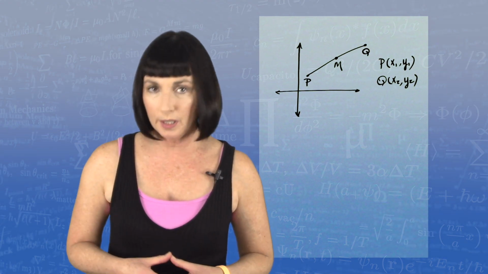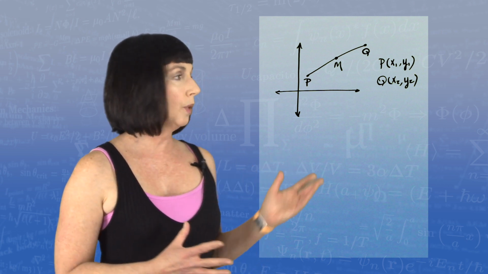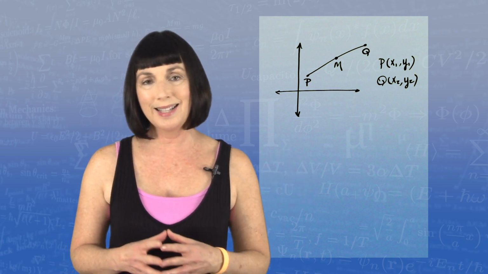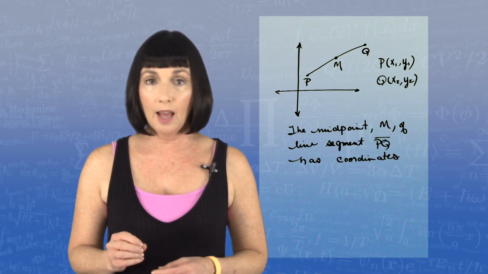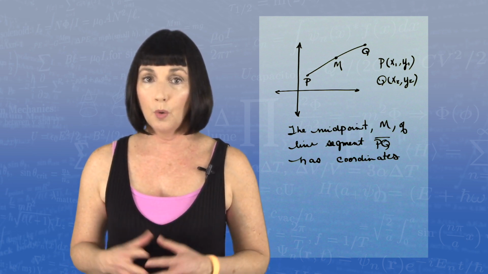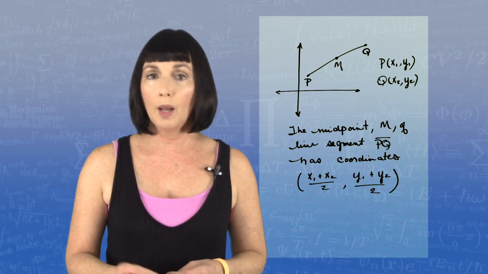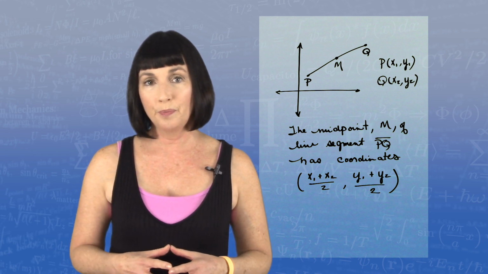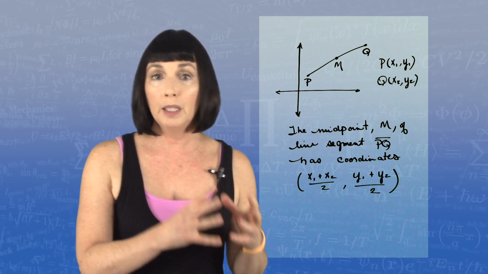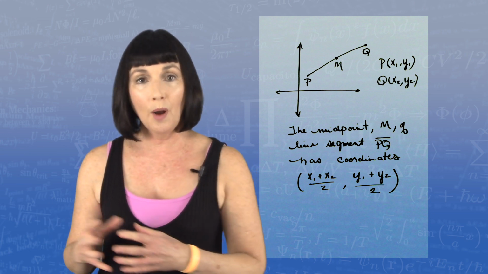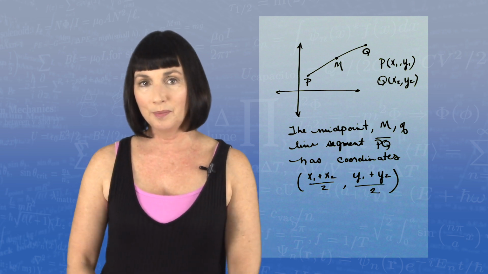Let's say you have 2 points in the coordinate plane, P and Q, and P has the coordinates x1, y1, and Q has the coordinates x2, y2. The midpoint M of the line segment PQ has the coordinates x1 plus x2 over 2 and y1 plus y2 over 2. So if you look, what you're actually doing there is taking the mean of the x-coordinates and the mean of the y-coordinates, and that will give you the midpoint of the line segment.